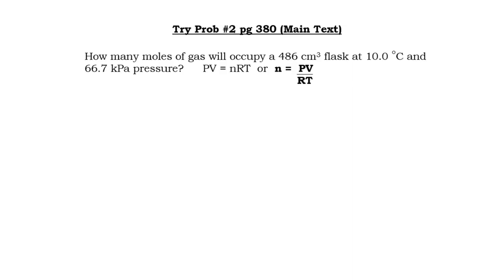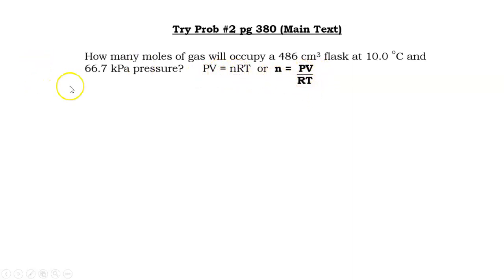So here it is, problem number 2. It says how many moles of gas will occupy a 486 cubic centimeter flask at 10 degrees Celsius and 66.7 kilopascals of pressure. So in this one here, what's the question? That's what I'm always going to ask you: what is the question? And it says it right here in the first statement, how many moles? Remember, moles is n. So right here, if n is right in the middle, I'm going to divide both sides of this equation by RT. So n is going to equal PV over RT.